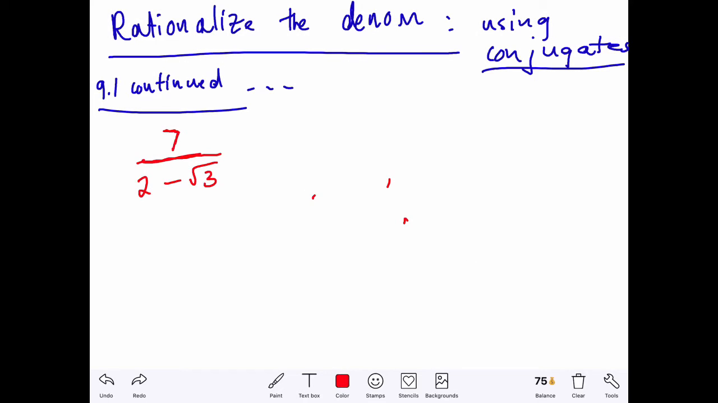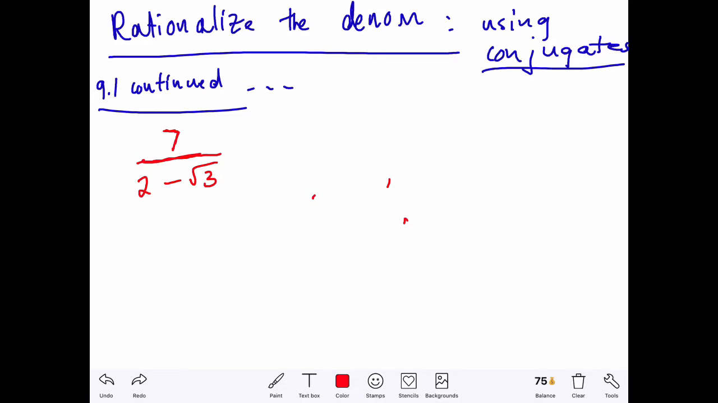Okay, Algebra 1, let's look at rationalizing the denominator here using conjugates. And this is still 9.1. There's a lot in here, and there's even more than this. But let's do this for now. Okay, so let's look at example 1 here, 7 over 2 minus root 3.